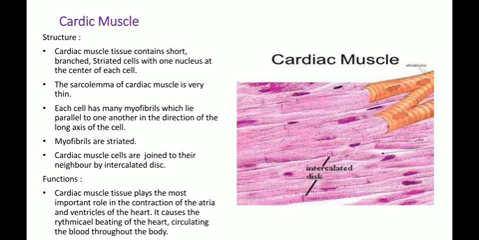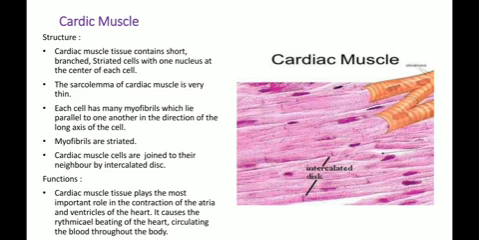Now the structure of the cardiac muscle. Cardiac muscles have some important characteristics or features, which will be discussed here today. Cardiac muscle tissue contains short, branched, striated cells with one nucleus at the center of each cell. The sarcolemma of the cardiac muscle is very thin. Each cell has many myofibrils which lie parallel to one another in the direction of the long axis of the cell. Myofibrils are striated. Cardiac muscle cells are joined to neighboring cells by intercalated discs.